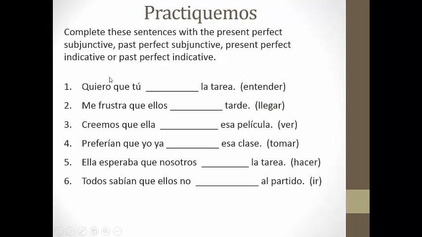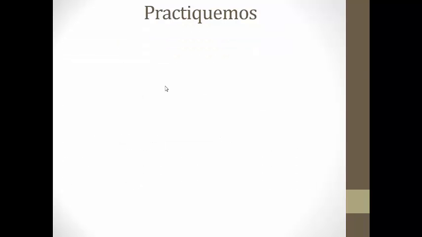We'll do number 1 together to get you started, and then I'd like you to pause. Okay, so number 1, I want that you have understood the homework. Is there a change in subject? Yes. Is I want weird? Yes. So you need present perfect subjunctive here. You should have hayas entendido. All right, please pause me and complete numbers 2 through 6.